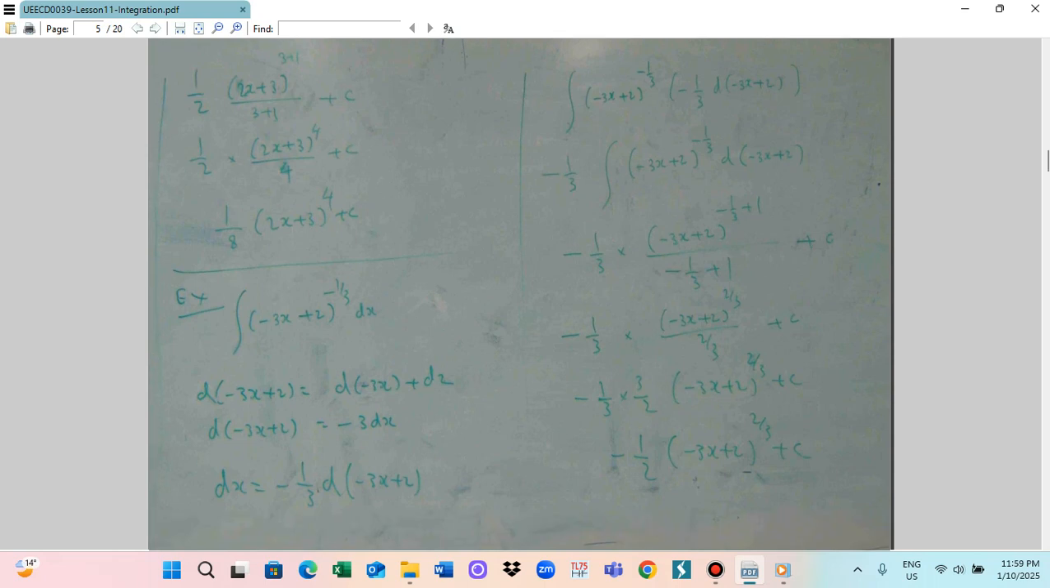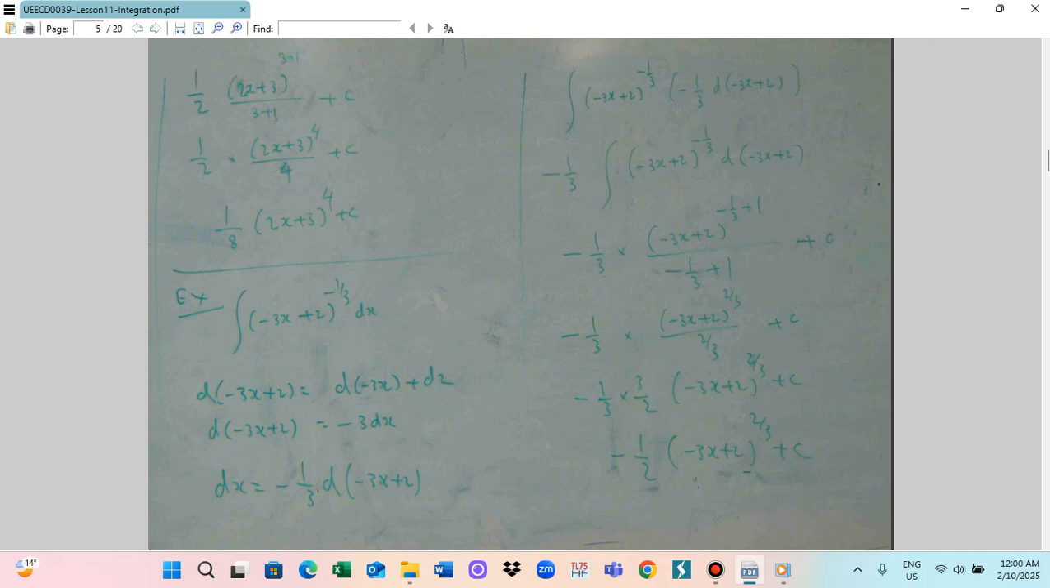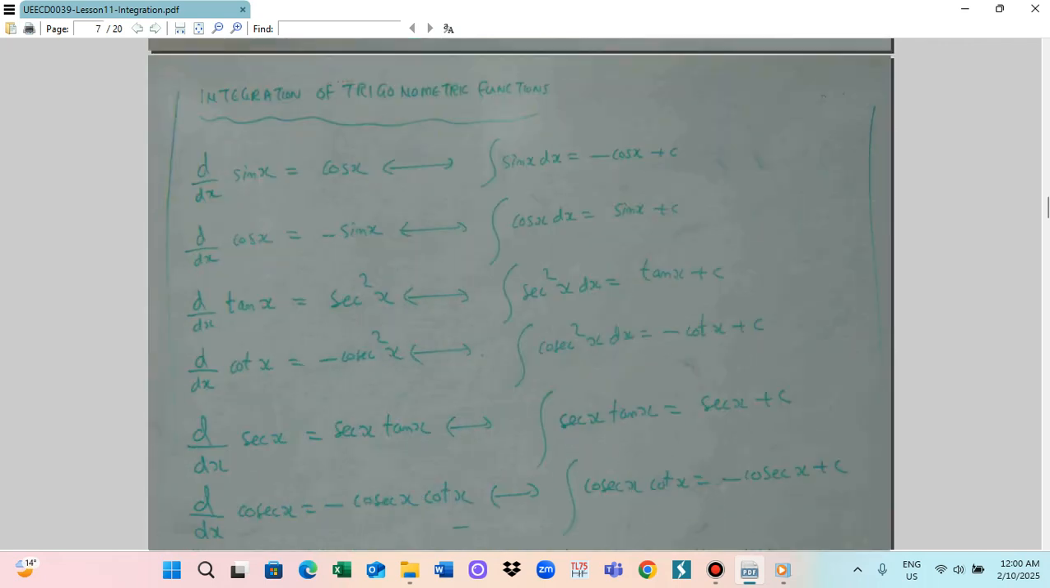So integration is to find the area under the curve. This is what we call integration. So this is the ratio of the trigonometric function. In this case, the differential and the integral are opposite.